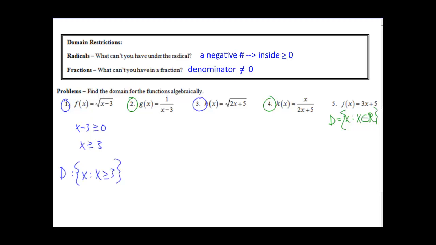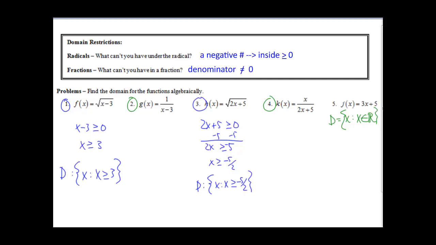If we jump over to 3, again, take the 2x plus 5. That has to be greater than or equal to 0. Subtract 5, divide by 2, and we get negative 5 halves. Drop that down, domain, brackets, x, such that x has to be greater than or equal to negative 5 halves. Okay, so there's our radicals.